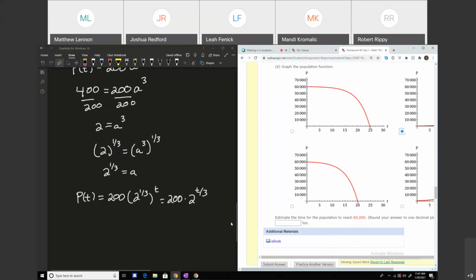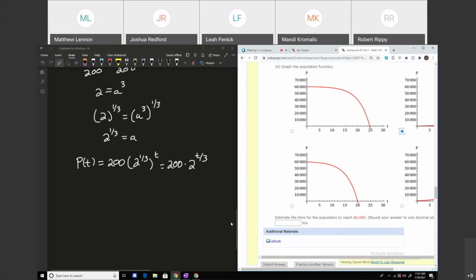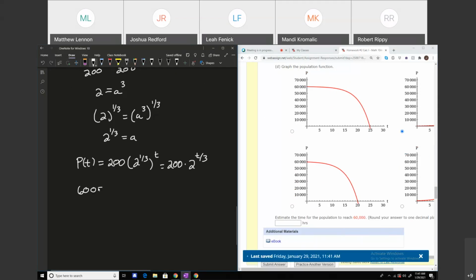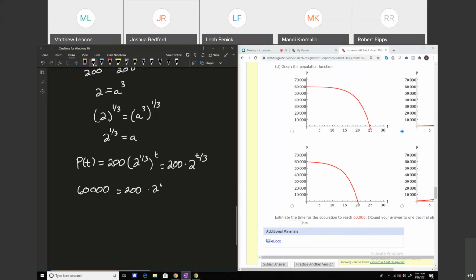Estimate the time for the population to reach 60,000. So let's try that one. We would have 60,000 replacing P of t, and that would be 200 times 2 to the t over 3. So we divide by 200. So we get 300, I think.